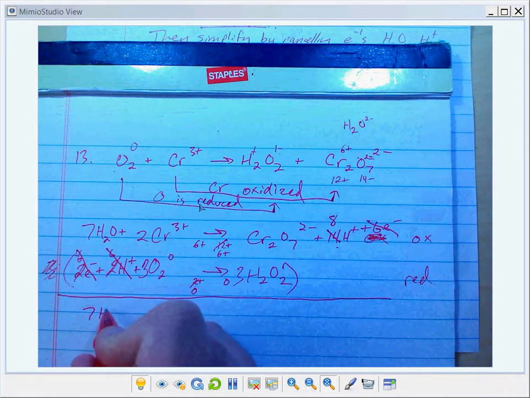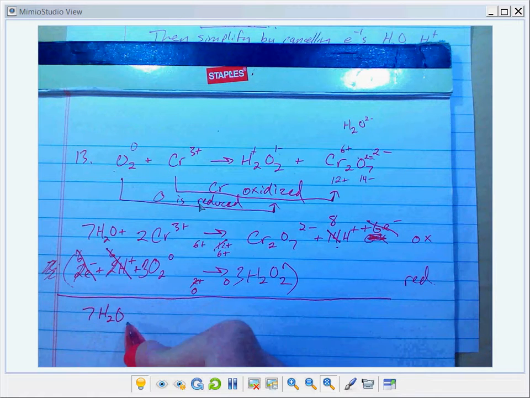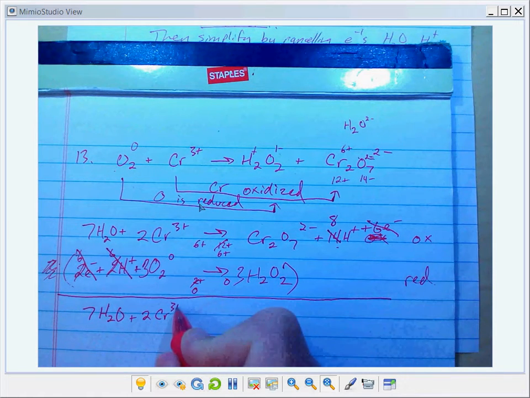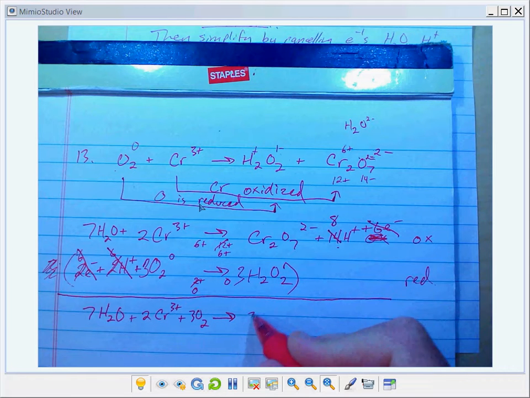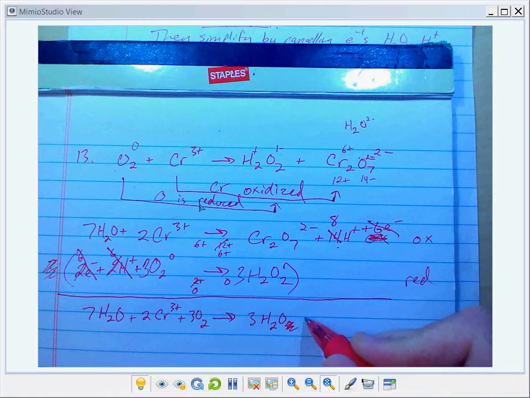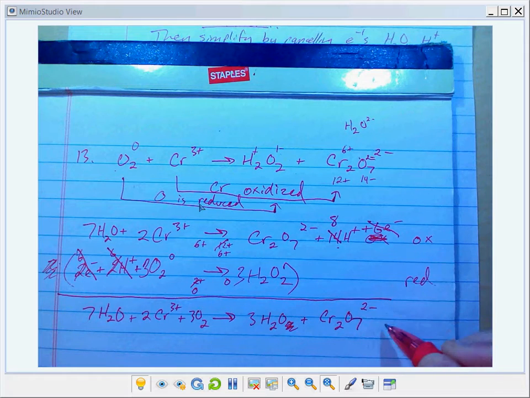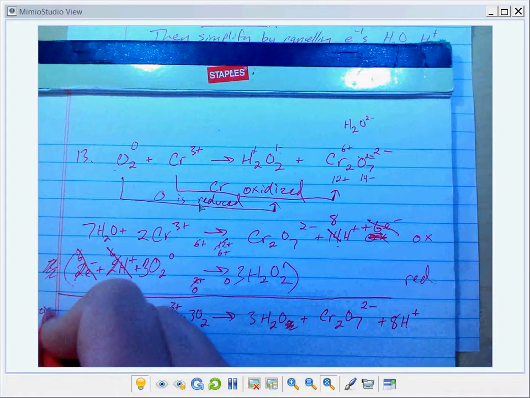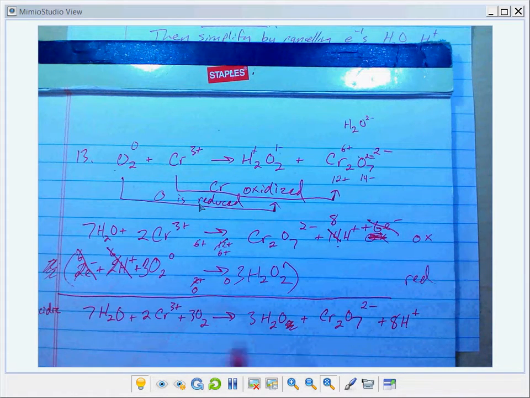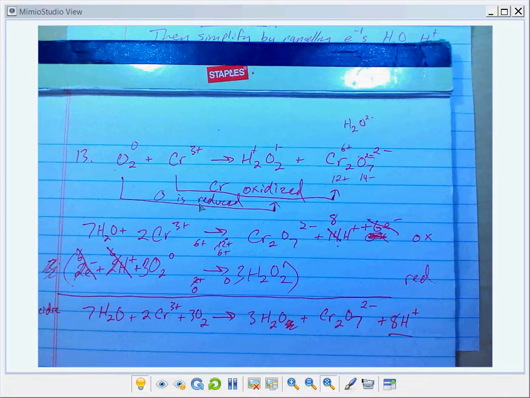So I've got 7 H2Os, plus 2 Cr3 pluses, plus the 3 O2s, and I want that to make the 3 H2O2s, oh sorry, shouldn't be a 2 there, plus the Cr2O7 2 minus, plus the 8 H pluses. That's the answer if this was in an acidic environment. You'll notice that H pluses can only pretty much exist in an acid.